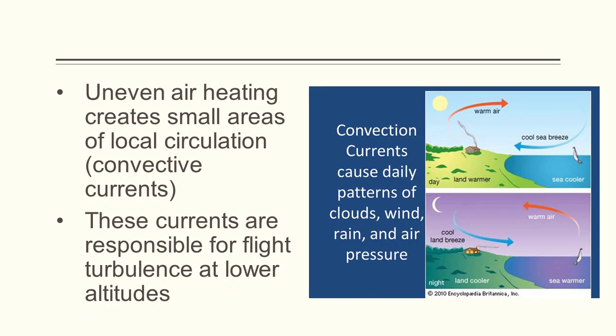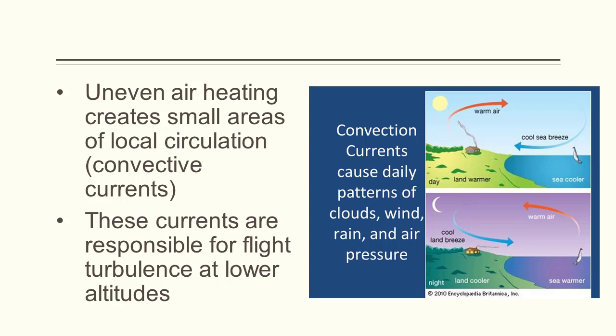Even air heating creates small areas of local circulation known as convective currents. Turbulence is one of the most unpredictable of all the weather phenomena that are of significance to pilots. Turbulence is an irregular motion of the air resulting in convective currents. Many of you who have flown have experienced turbulence.